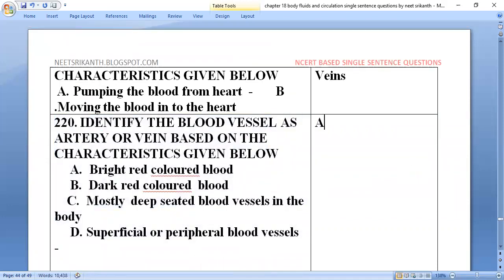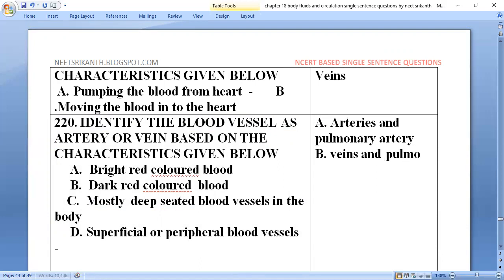Bright red colored blood. Oxygenated blood is bright red color. So all arteries, we can say, and the pulmonary vein is also carrying oxygenated blood. Hence, we can say arteries carry bright red blood, while veins and the pulmonary artery carry dark red, deoxygenated blood. Mostly deeply seated vessels in the body are arteries, and peripheral or superficial ones are veins.